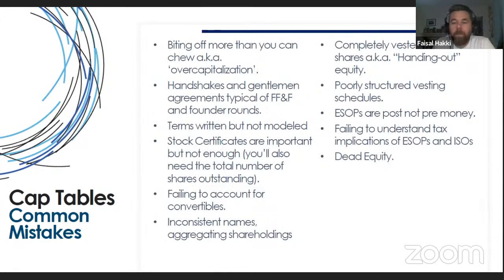ESOPs, in my opinion, should always be post-money, not pre-money. A pre-money ESOP is investor-friendly. A post-money ESOP is founder-friendly.